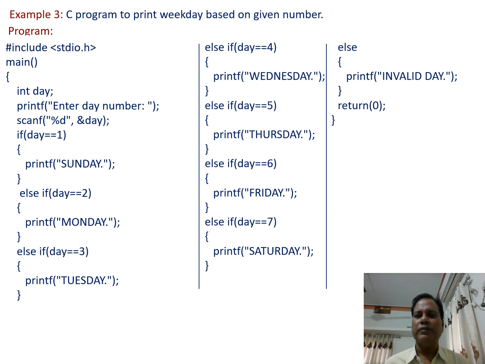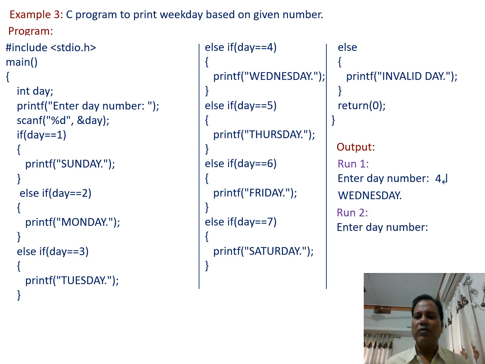So when we run this program, initially we get the output, enter day number. When we enter 4, we get the output Wednesday, counting from Sunday, Monday, Tuesday, Wednesday. Now during the second run, enter day number. Suppose 2 is entered, then we get the output Monday.